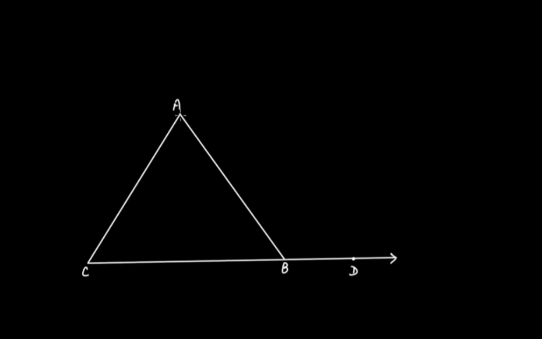In this case, we have vertex ABC. Side BC has been extended outside. Therefore, we have an exterior angle, that is angle ABD. This is an exterior angle, and let's say that to this exterior angle, we have two interior opposite angles, and they are this one and this one. Okay, let's name them X and Y.